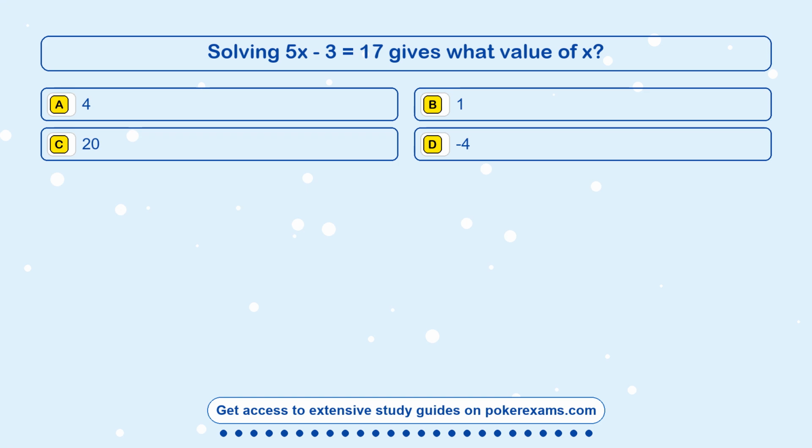Question 9. Solving 5x minus 3 equals 17 gives what value of x? Option A 4. Option B 1. Option C 20. Option D minus 4.